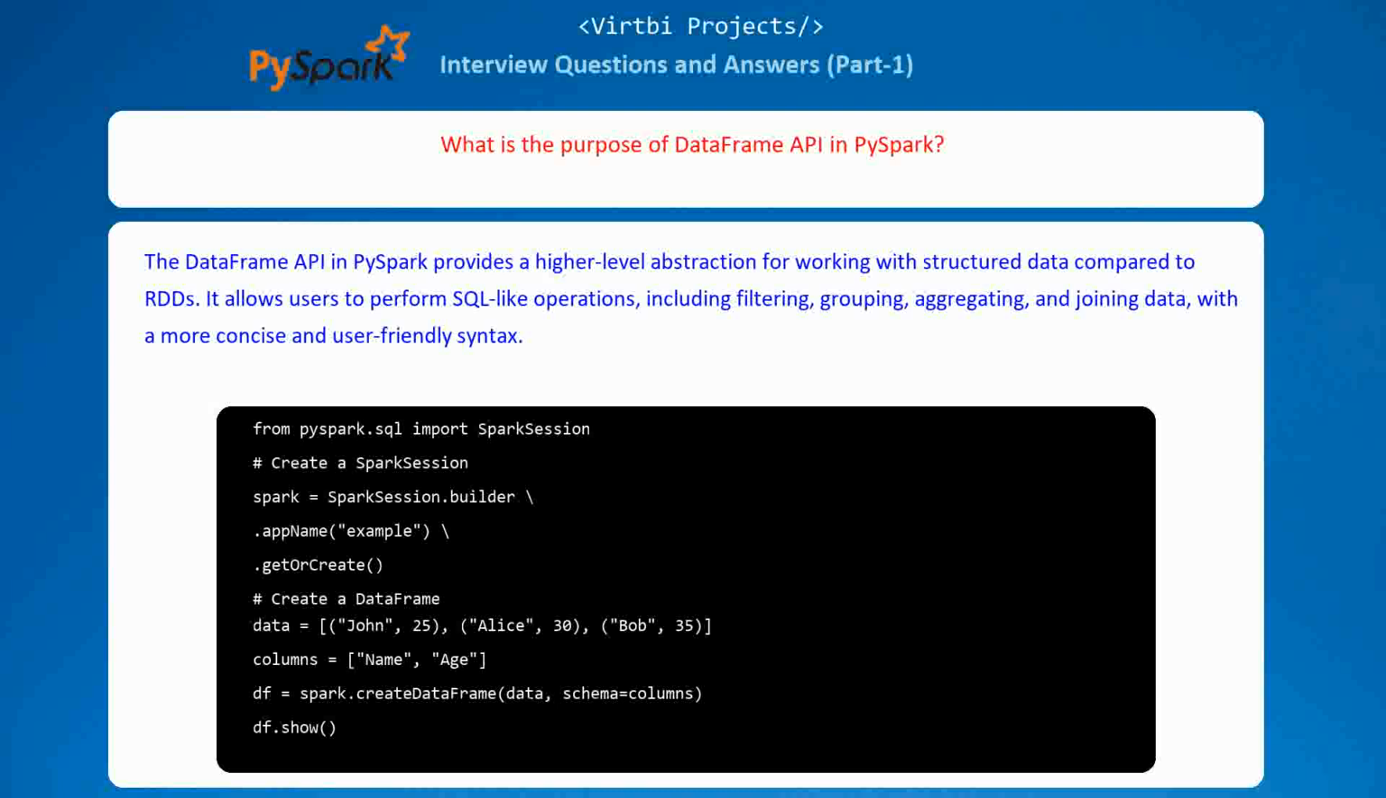In this example, we create a data frame from a list of tuples representing name and age pairs and display the data frame using the show function.